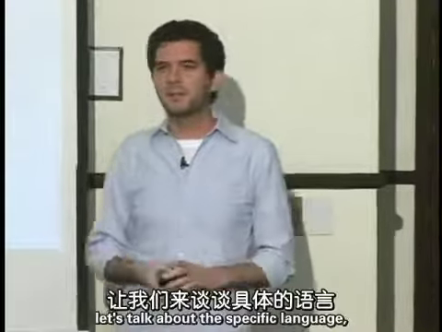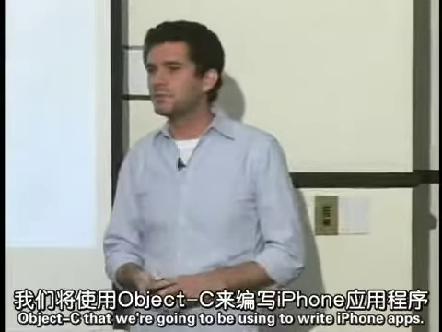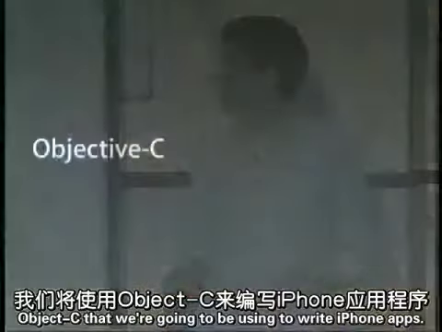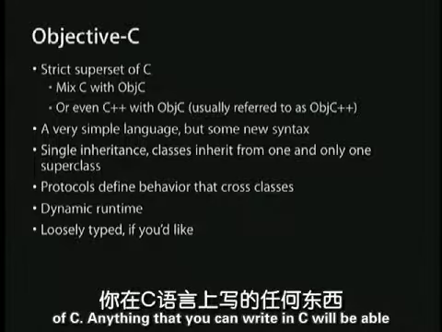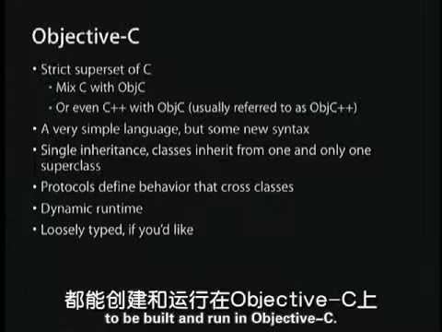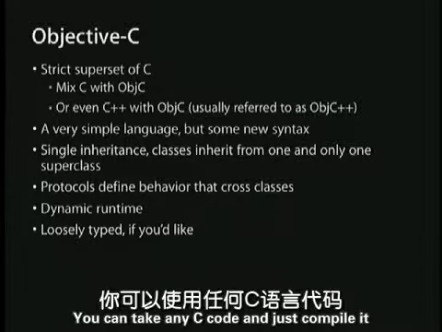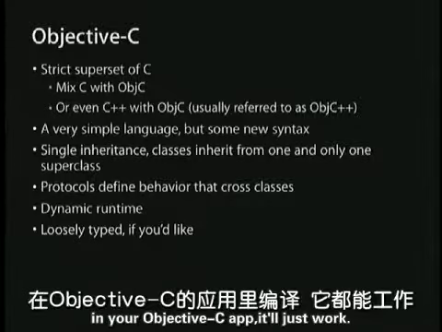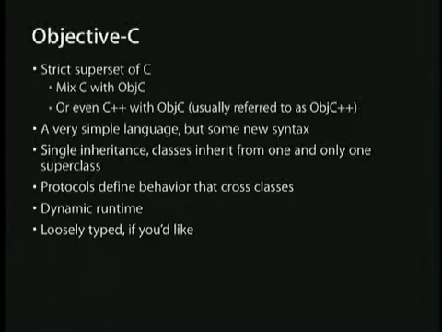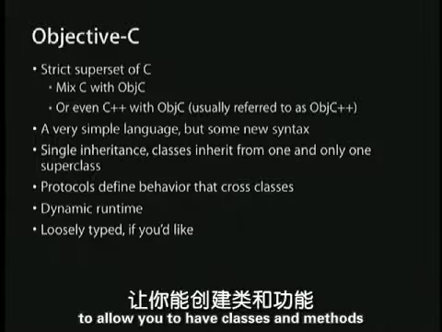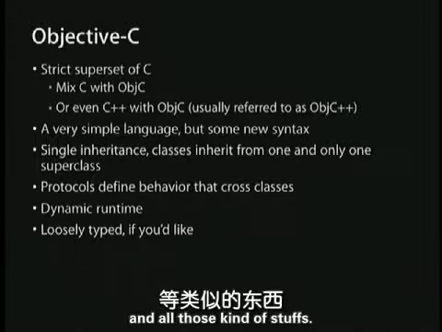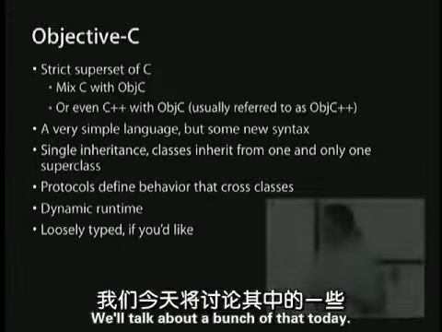So with all that being said, let's talk about the specific language, Objective-C, that we're going to be using to write iPhone apps. Objective-C, as Al said on Tuesday, is a strict superset of C. Anything that you can write in C will be able to be built and run in Objective-C. You can take any C code and just compile it in your Objective-C app. It'll just work. Objective-C adds a bit of syntax on top of that in order to allow you to have classes and methods and all this kind of stuff. We'll talk about a bunch of that today.